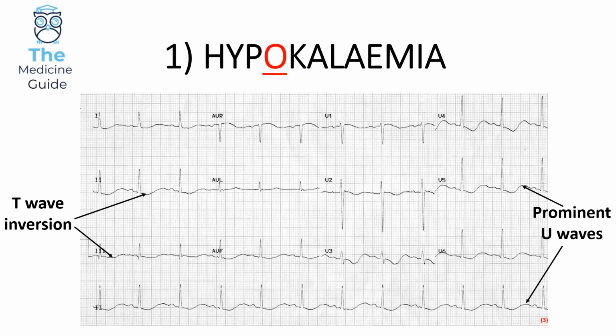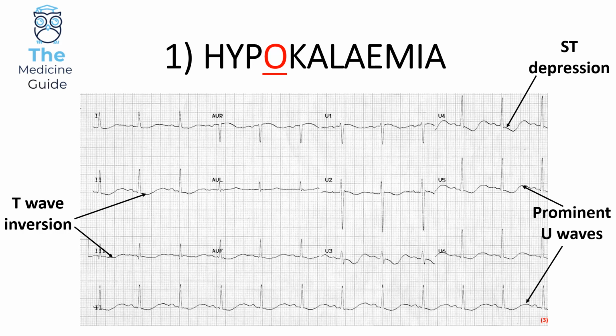The T-wave inversion and the prominent T-waves, I think, are quite classical of hypokalemia. It describes this push and pull phenomenon. You've got the pushing down, that T-wave inversion, and you've got the pulling up, which is the prominent T-wave. Another key feature of hypokalemia is ST depression, which in this ECG is most prominent in V4, V5, V6, and a little bit in V3, but definitely in V4.